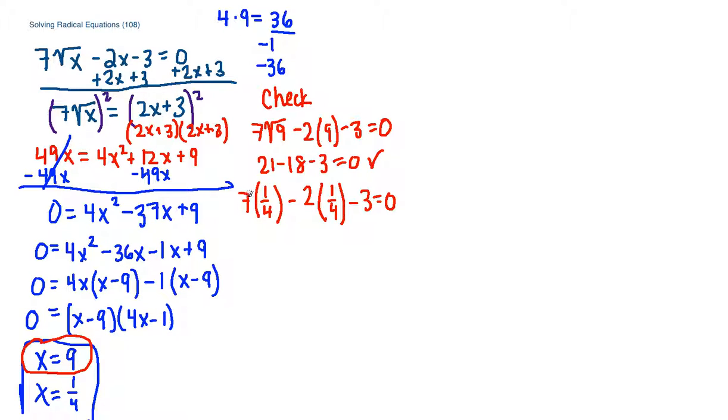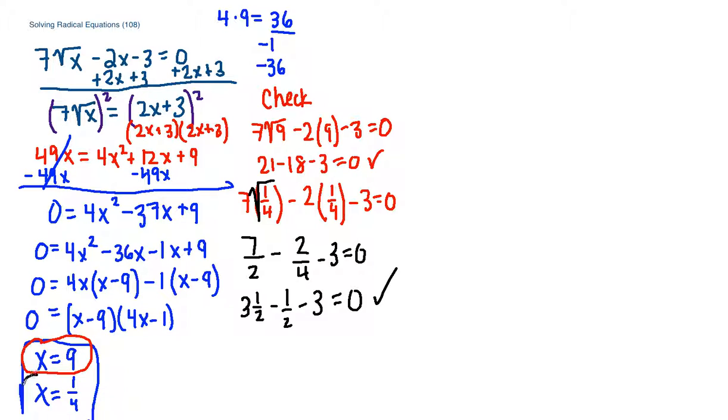Well, 7 times the square root of 1/4, which is 7 times 1/2. 7 times 1/2, which would be 7 halves, minus 2/4 minus 3 equals 0. Is this true? Remember, this is 3 and 1/2 minus 1/2 minus 3 equals 0. Hey, that works too. So actually both of these answers are valid.